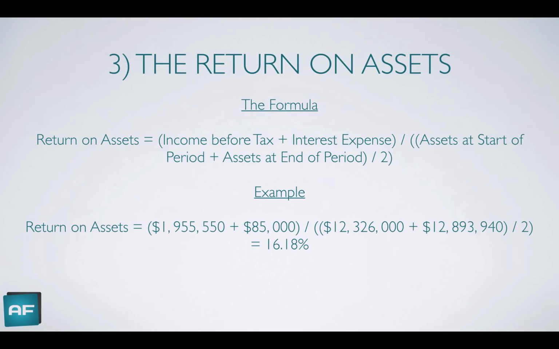All right, so here's the formula. It's income before tax and interest expense, and that's the numerator. And then you divide that by the assets at the start of the period plus the assets at the end of the period divided by 2. So simply, it's the average assets over the period, and that is the denominator dividing income before tax plus interest expense. There's a few digits which you can punch in and see if you get the same result. And the return on assets is 16.18% in that example.